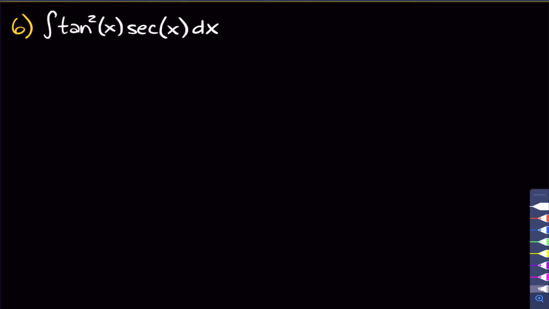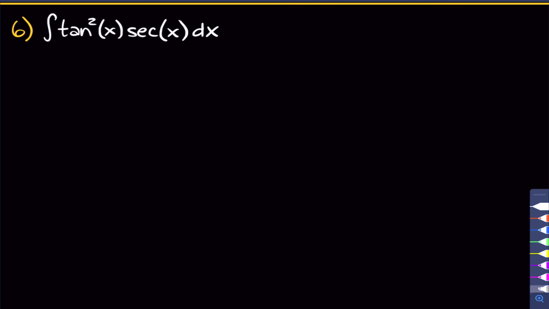So moving on to problem 6. This problem is pretty nasty. This might be the nastiest problem that we go over in this video. Because remember what we want to have happen with these tangent secant integrals. We want tangent to have an odd power and we want secant to have an even power. Are either of those things happening here? Well, tangent has an even power, that's too bad, and secant is to the first power, that's an odd power. So neither of the things we want to happen are happening here.